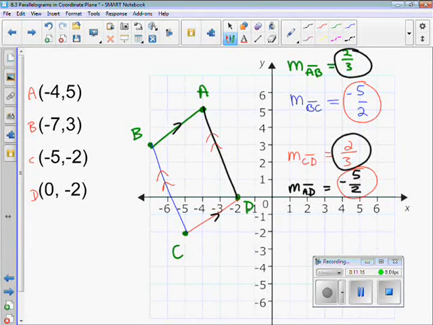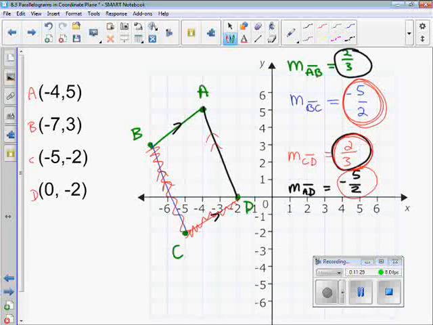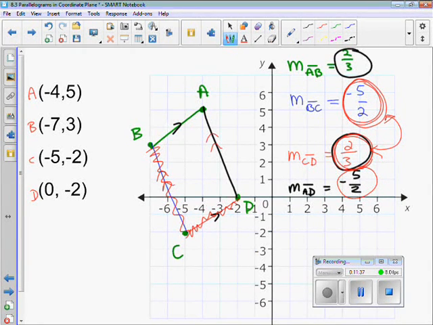I can tell by the slopes. Let's take a look at BC, this side right here. Its slope is negative 5/2. Take a look at CD, this one right here. Its slope is 2/3. These are not opposite reciprocal, right? And so that tells me they don't meet at a right angle, which means it's not a rectangle.